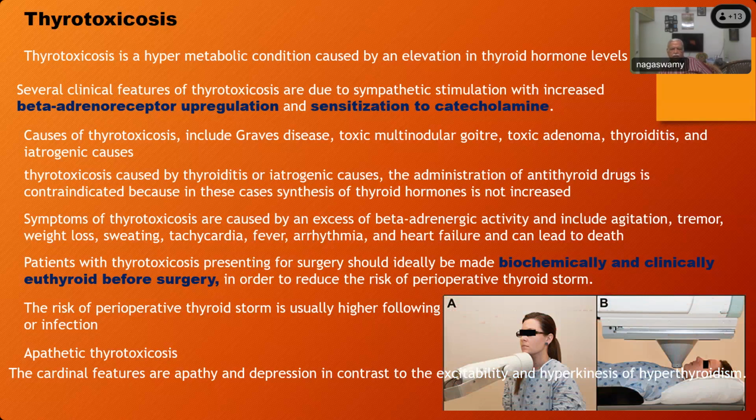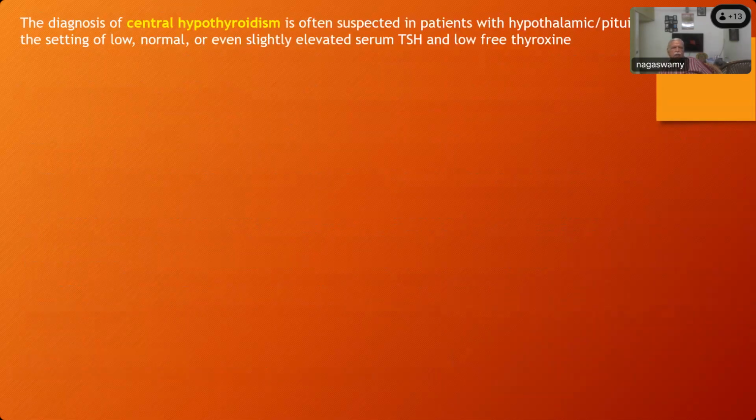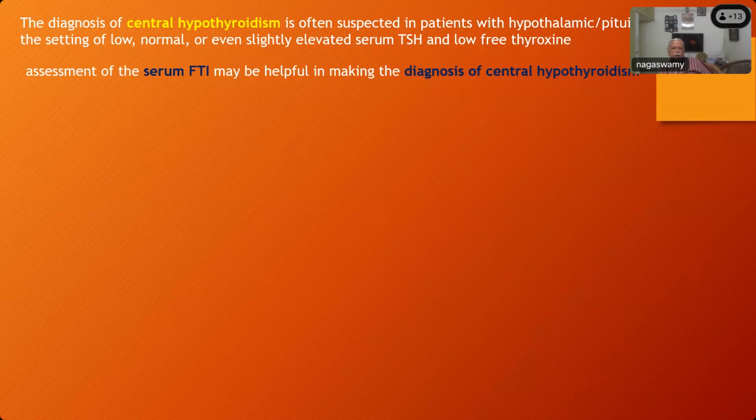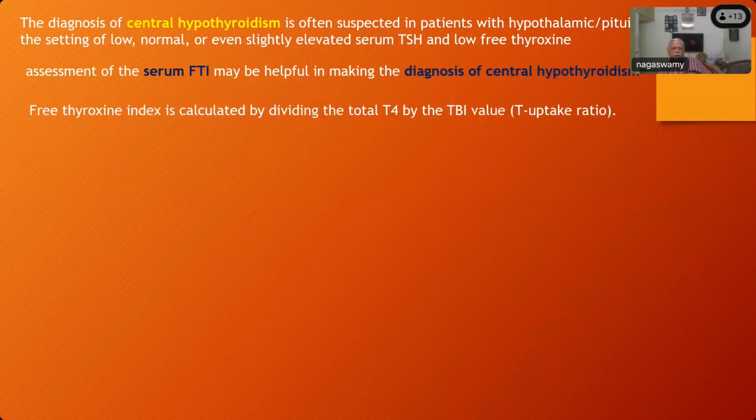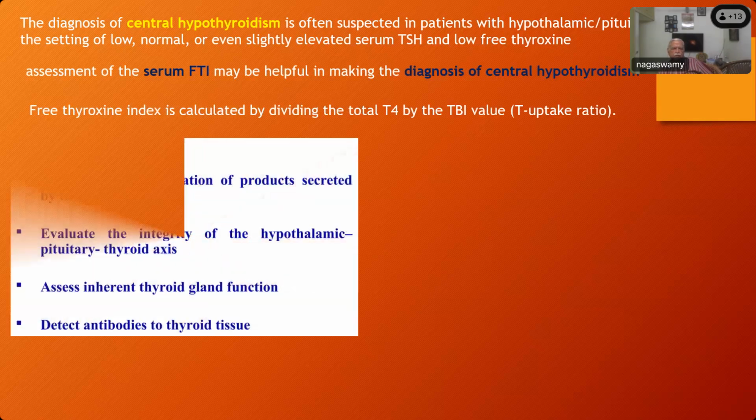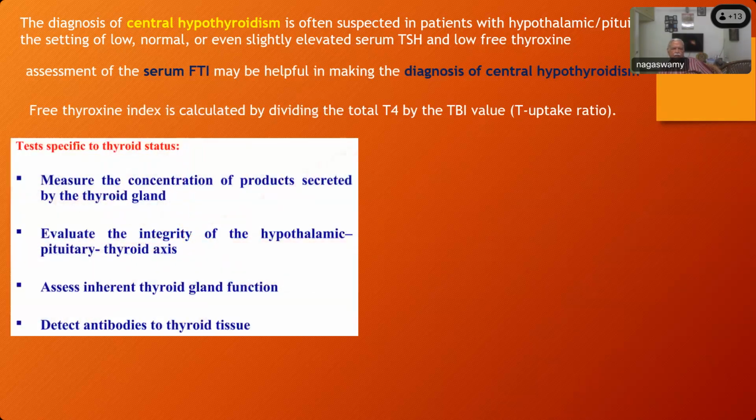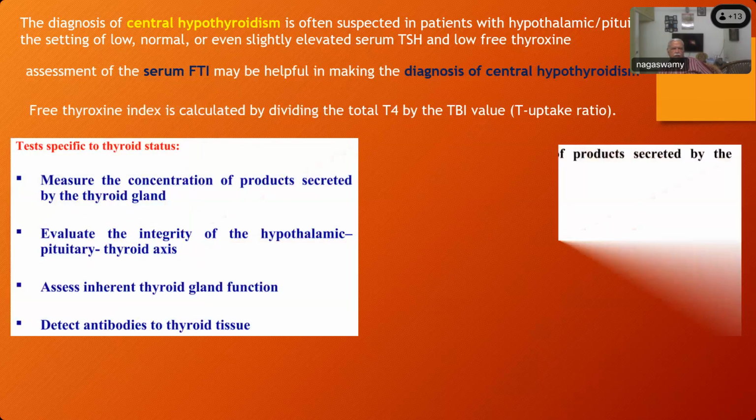And this is the thyroid scan machine which you can find out. There is a condition called central hypothyroidism, which is often suspected in patients with hypothalamic or pituitary pathology. Even though they have hypothyroidism, the TSH may be normal or low, or sometimes elevated, with a low free thyroxine. And this condition is diagnosed by the free thyroxine index.